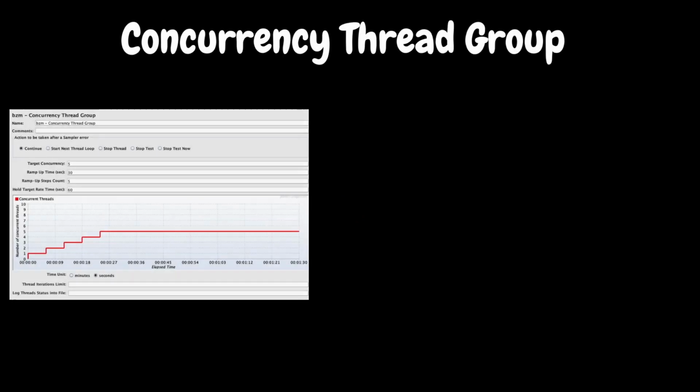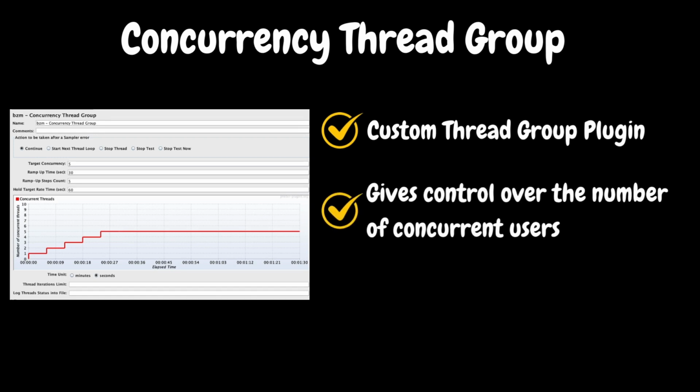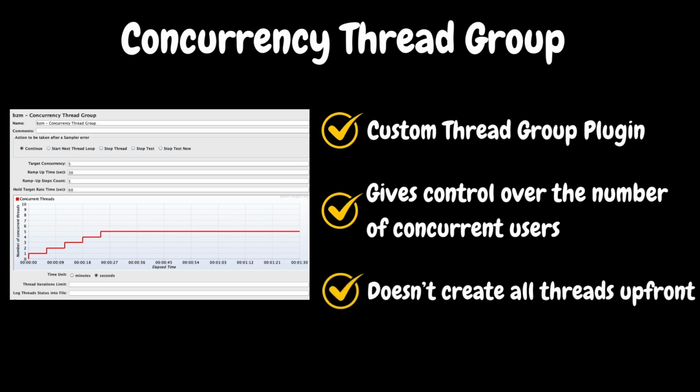Okay. Next one, concurrency thread group. This is also available through the custom thread group plugin. This element gives control over concurrent users so that we can simulate different levels of user activity and assess how the system performs under varying loads. The default or standard thread group element creates the threads upfront of the test start. However, the concurrency thread group does not create all threads upfront, thus saving on memory.